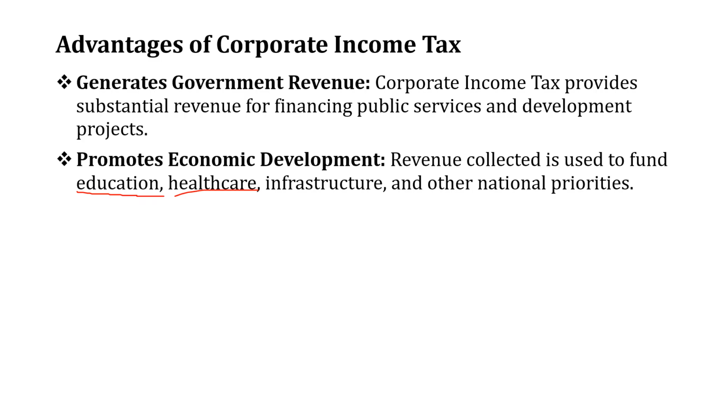To fund infrastructure and what? And other national priorities. So one advantage of corporate income tax is to promote economic development. So we realize that the taxes collected, or the revenue collected, is always used to fund educational programs, healthcare activities, infrastructure, and other national priorities, which is very important.